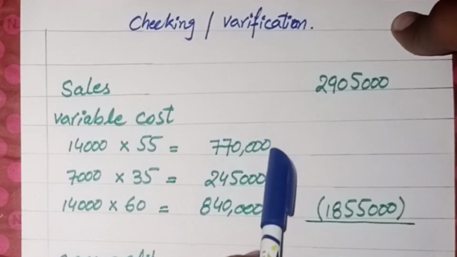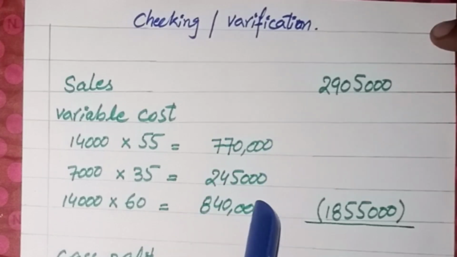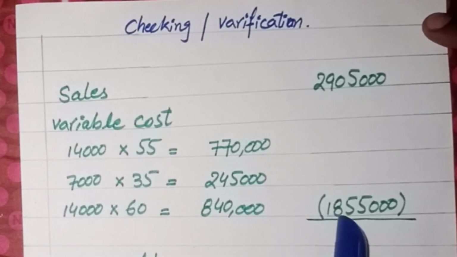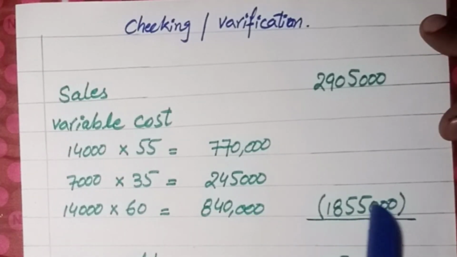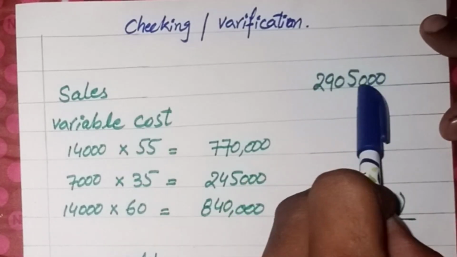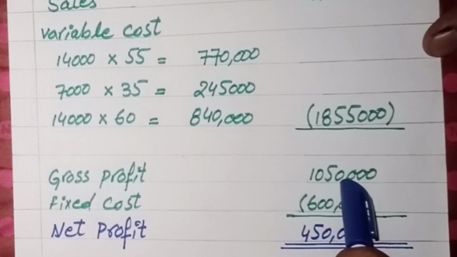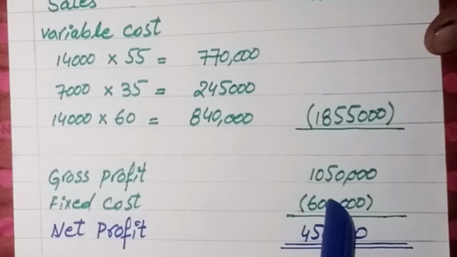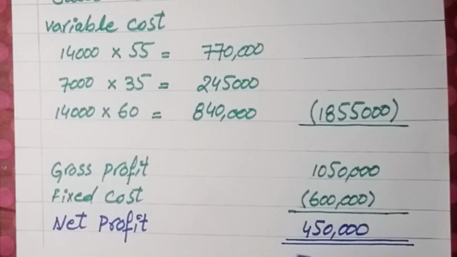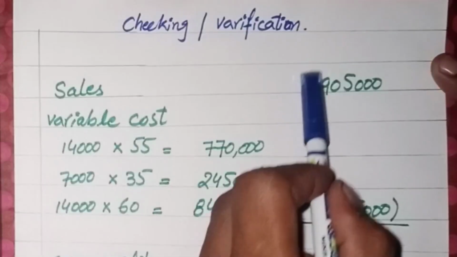We add up the variable cost of all three products and calculate total variable cost, which is 18 lakh 55,000. We deduct this value from total sale value and find the gross profit, 10 lakh 50,000. The fixed cost is also given to us as 6 lakh, so we also deduct this fixed cost from the gross profit and find total net profit of 4 lakh 50,000. Dear friends, it means our calculation is correct because the company is achieving its expected profit on this sale value.